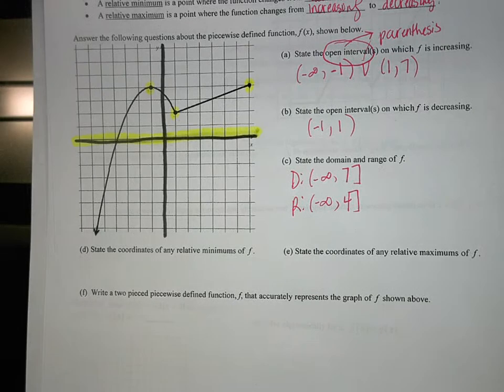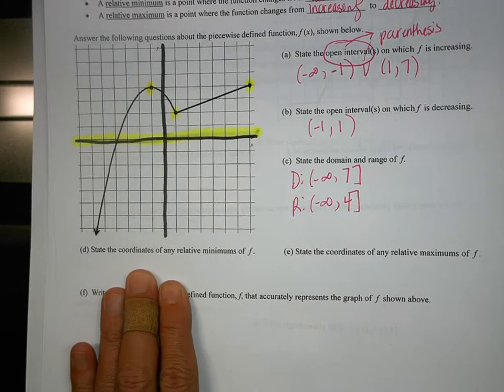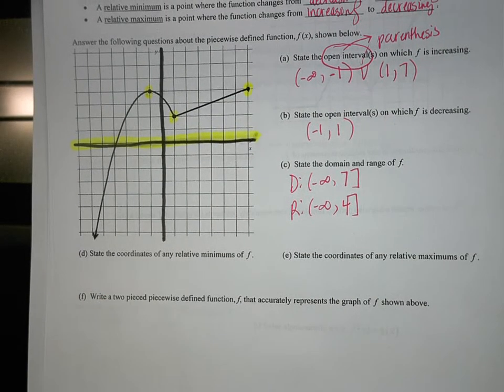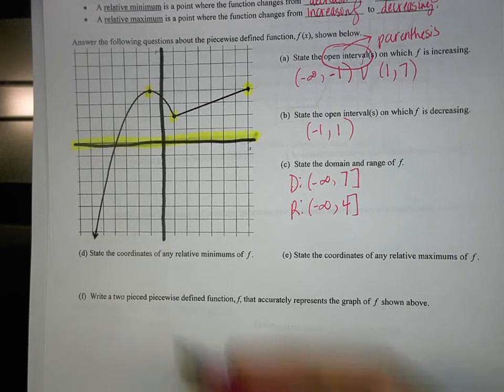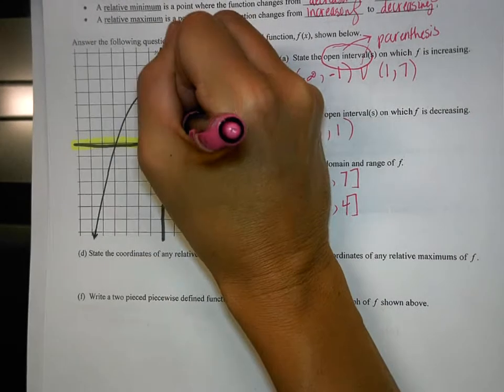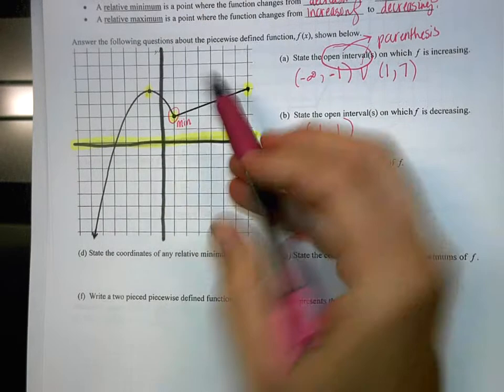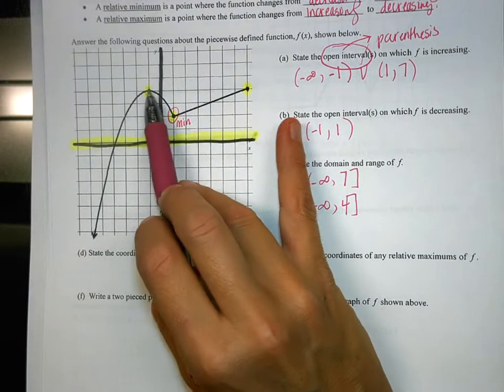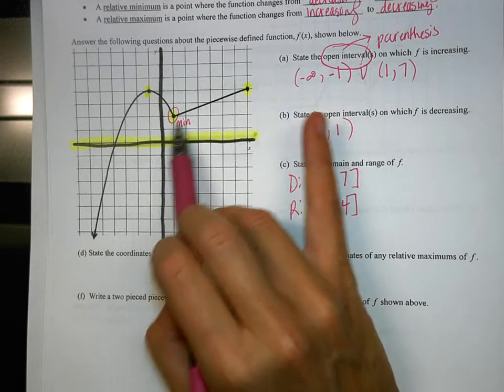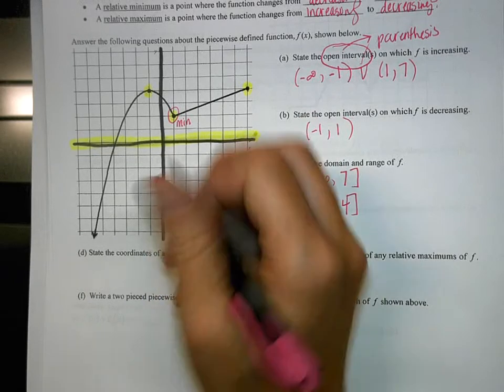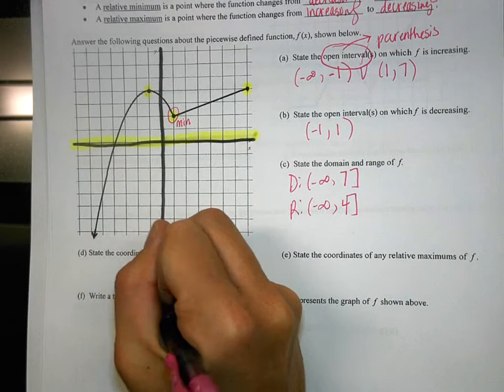So, coordinates of any relative minimums. What would be a relative minimum on this function? Good, this right here is a minimum. It's changing from decreasing to increasing. This is a minimum point, and that coordinate is at (1, 2).